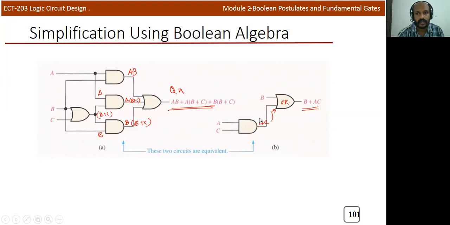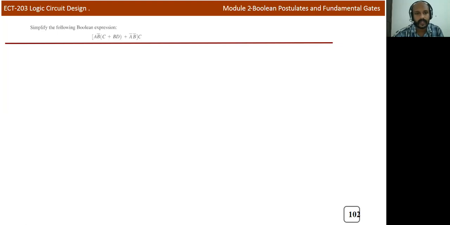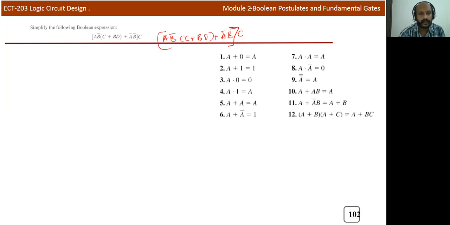Okay. Now we will explain another question, which is given A B bar into C plus BD plus A bar B bar C, as a product term also. Okay. Now again we can check with the rule. Okay, so first we can apply the distributive law, means you can multiply this A B bar into C and A B bar into BD. Okay, and there is another term A bar B bar C.